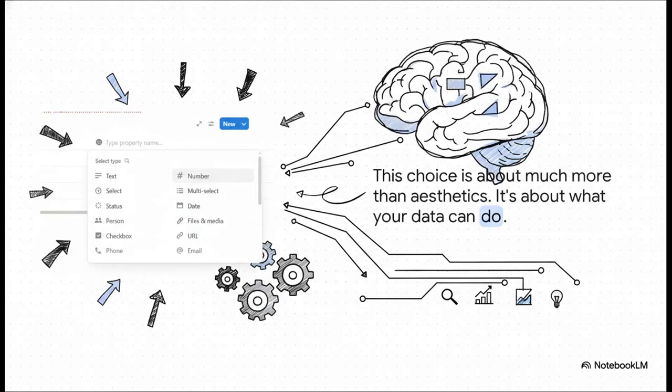You know when you click that little Add Property button and you see that menu pop up? It seems like such a small thing, right? Like you're just picking a label to keep things organized. But this single choice is about so much more than just aesthetics or how your data looks. It's about what your data can do.